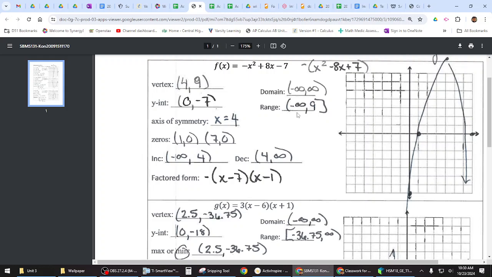How about factored form? This is technically missing something. What is it missing? f of x. We really should have an equation with an independent variable, right? Should say f of x out front. All right, next one.